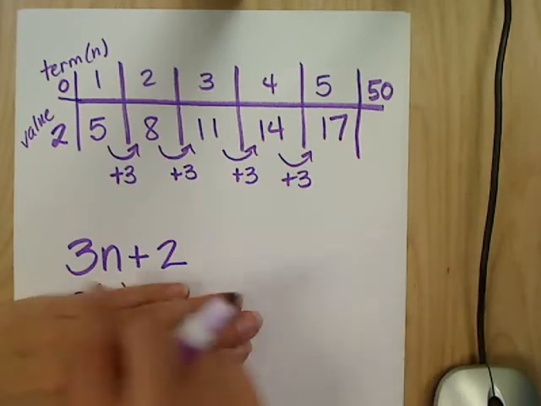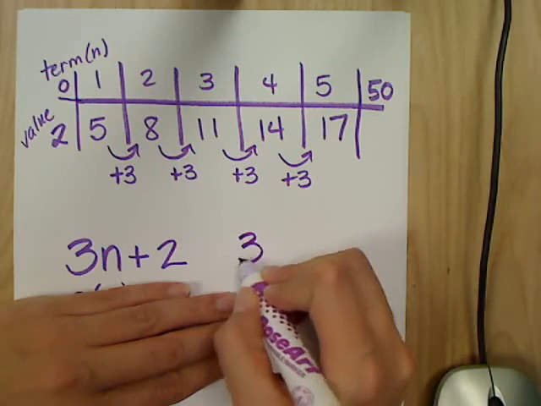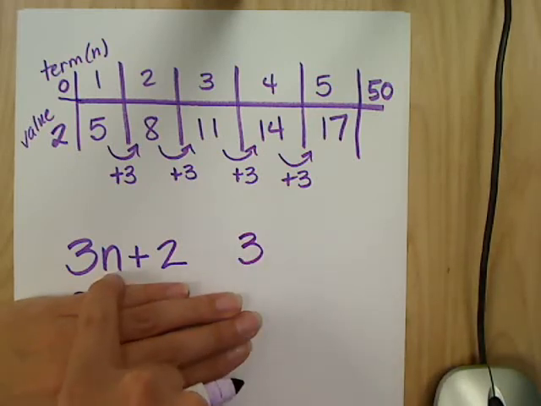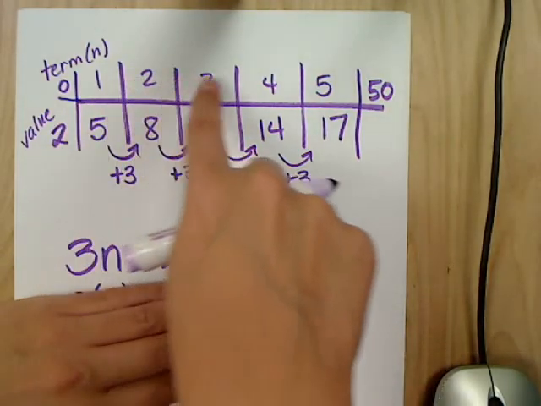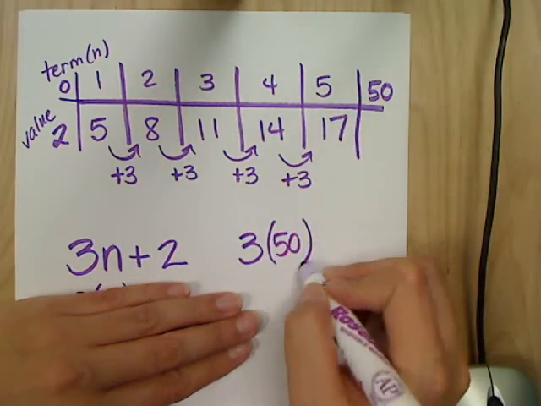Let's make sure, remember, this is my rule. So I would start with the 3, and instead of the n, what would I write? No. Yeah, because remember, this top row is my n term. So multiply by 50, and then what?